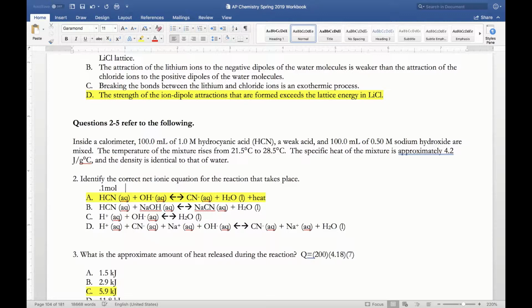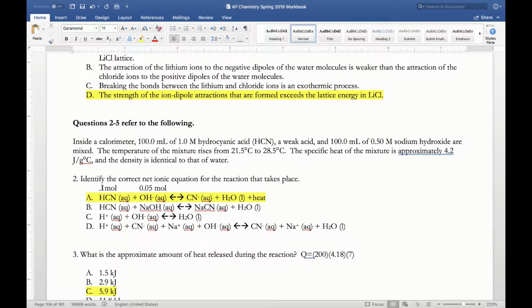So I have 0.1 moles of this, and then if I did the exact same thing here, it would be 0.1 times 0.5, so I would have 0.05 moles of sodium hydroxide. Okay? And keep in mind this is a 1-to-1-to-1 ratio. So if I have 0.05 of OH, that means I'm going to have 0.05 of CN minus and 0.05 of H2O that react.